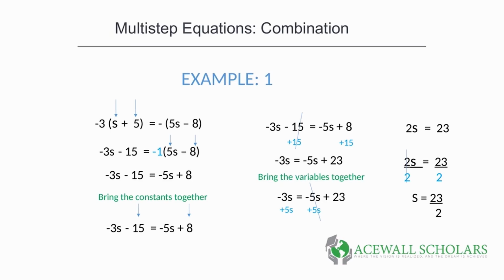From there, I have 2s equals 23. I divide out by 2 on both sides, and my answer is s equals 23 divided by 2.